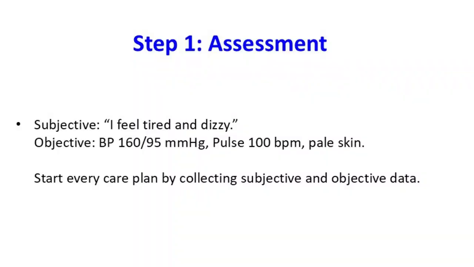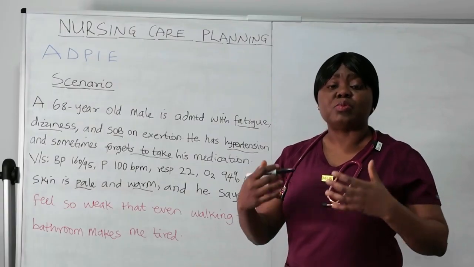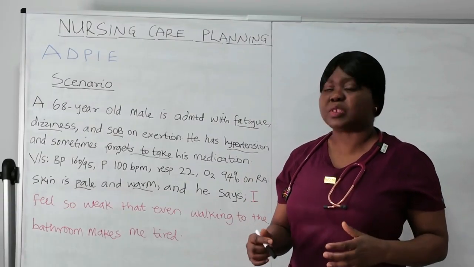For instance, in this patient case, we were given vital signs of blood pressure, the pulse, the respiration, the oxygen saturation. These are examples of objective data because you have to measure this to be able to say this is what is happening to the patient.